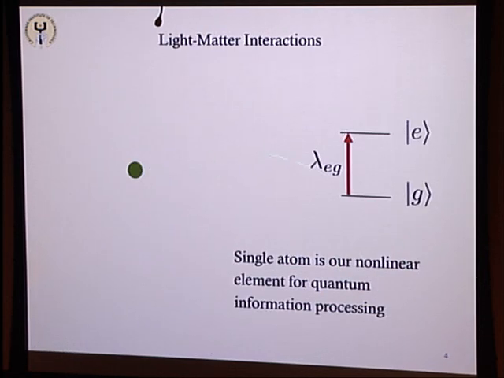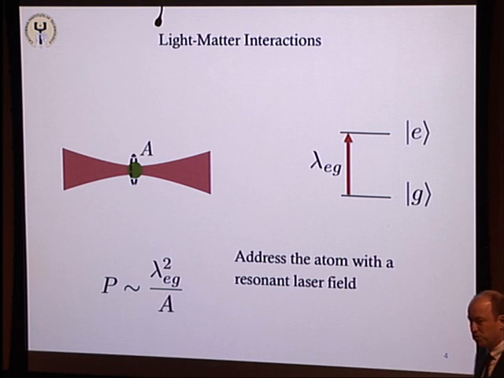So I'm going to talk about atom-light interactions, and we're going to utilize a single atom as the nonlinear element for this quantum information processing. That would be one of our nodes, for example. This atom has a ground and excited state, and they're coupled by a dipole transition with some wavelength lambda eg, for example. You can try to talk to this atom in free space by using a resonant laser to address the atom, and you can write down the probability of interacting with this atom, and that probability goes basically as the cross section of the atomic transition over the area that you're able to focus down to.